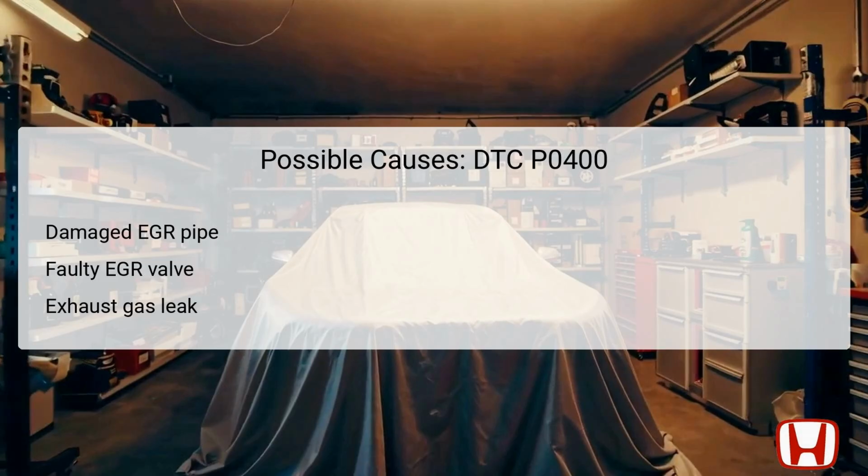recirculation, triggering the DTC. All these components work together to ensure that the emissions are controlled effectively, and any disruption in this system can lead to performance issues and increased emissions. Identifying the exact cause is critical for resolving the error efficiently.